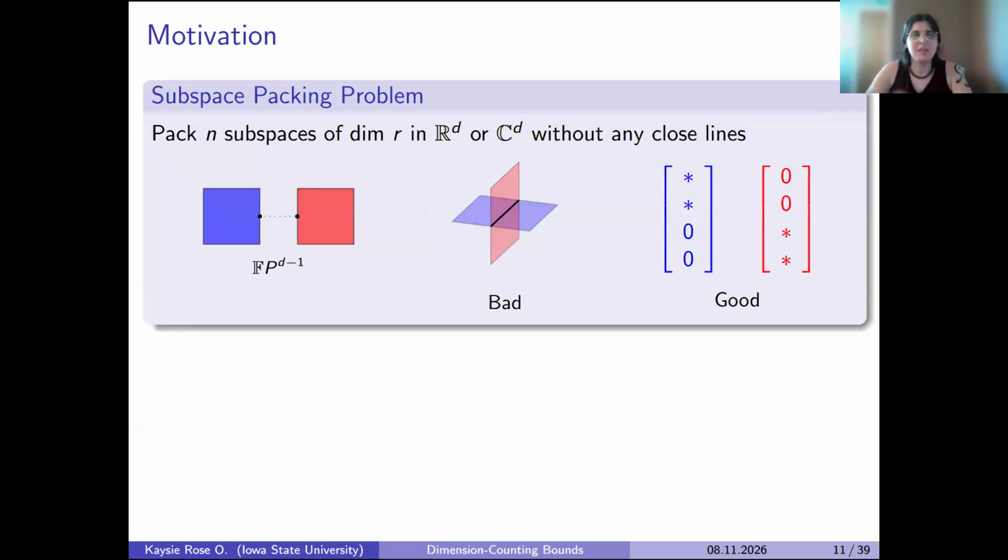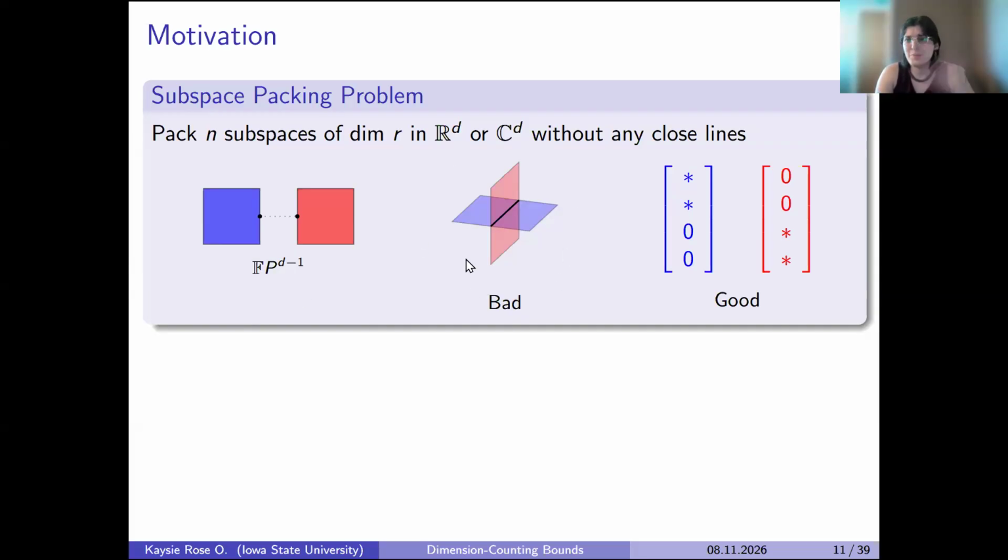So here's some motivation. Why do we care about this problem? The subspace packing problem is something that a lot of people think about. How can you get n subspaces of dimension r in R to the D or C to the D? How can you pack them without having them be too close? How can I spread them out? So we want to maximize the distance in the projective plane.